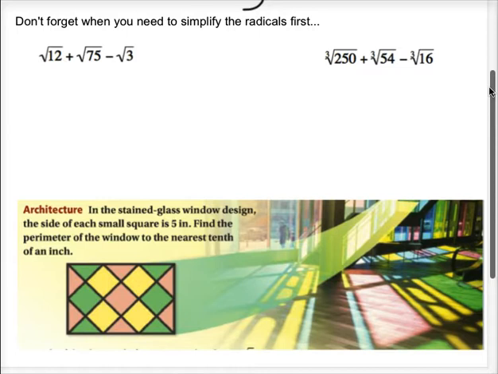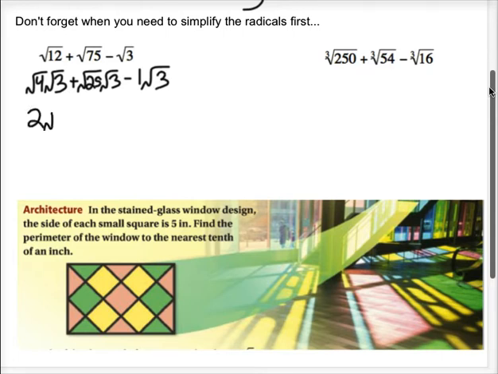This first example, the square root of 12 plus square root of 75 minus square root of 3, that one is focusing on square roots. So you would look for the second column. And you would see 12 can be split up into 4 times 3. Again, you're looking for that largest perfect square. The 75 can be split up into 25 and 3. And then we don't really have to do anything with the square root of 3.